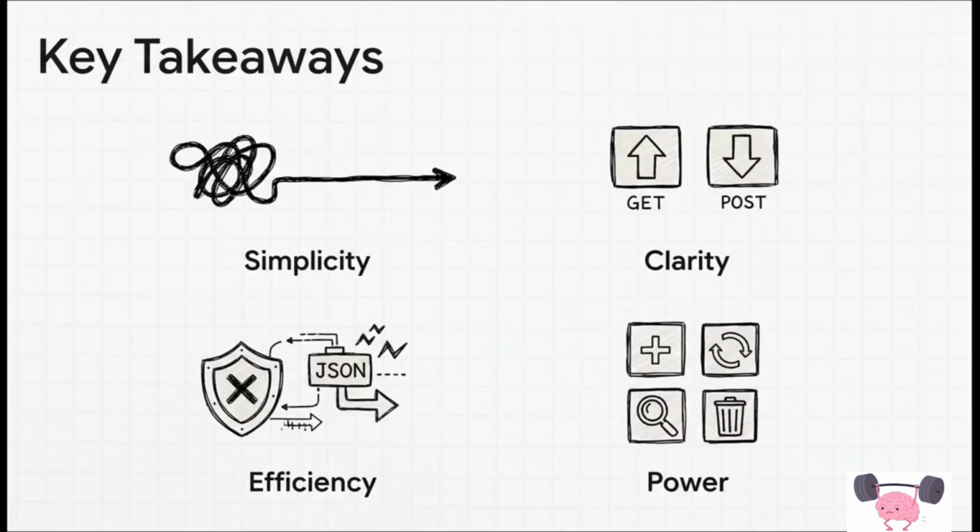When you boil it down, Axios really wins on 4 fronts. Simplicity, you just write less boilerplate code. Clarity, the code you do write is self-explanatory. Efficiency, it saves you time and headaches by handling the boring stuff for you, like JSON parsing and error checking. And power, it's more than capable of handling every basic data operation you'll ever need.